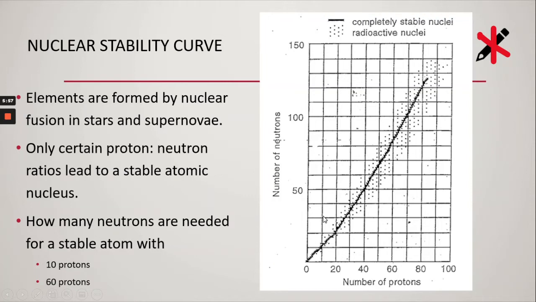So just to check that you've got the hang of this, take a look at the graph and see if you can figure out how many neutrons are needed for a stable atom, first of all with 10 protons and secondly with 60 protons. You don't need to write it down, just have a think.